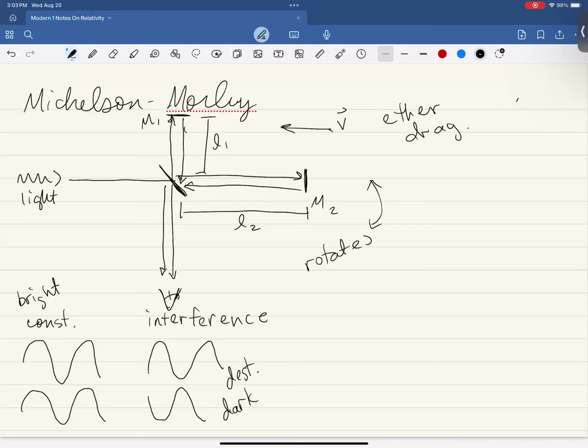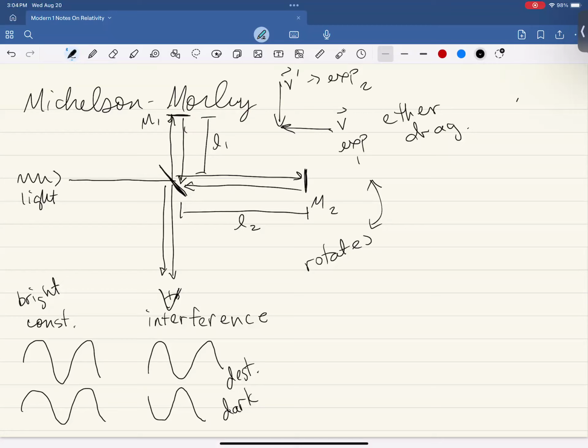Okay, the ether drag would be left. In that case, L2 would be parallel to V, the drag through the ether, and L1 would be perpendicular to V. And then in a separate experiment, I'll call that the prime experiment, they would rotate it. So this is experiment 1. They would then rotate it so that experiment 2 was the path of the ether drag, okay?